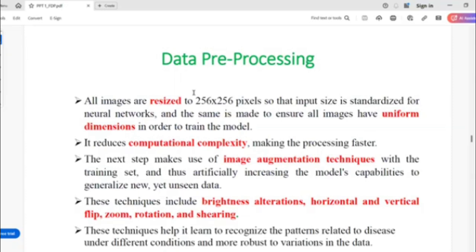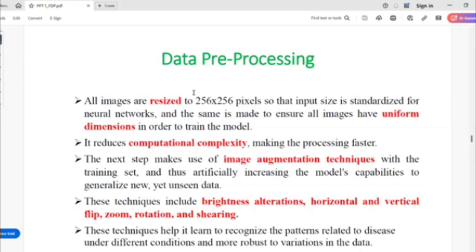The basic techniques are called the geometric techniques. So whatever we have discussed: brightness alteration, flips, zooms, rotations, shearings, croppings, scalings. All these come under your basic geometric transformations. Sometimes you will be going for color transformations also. Your brightness is a color transformation technique. Contrast adjustments, grayscaling. This is one of the approaches.